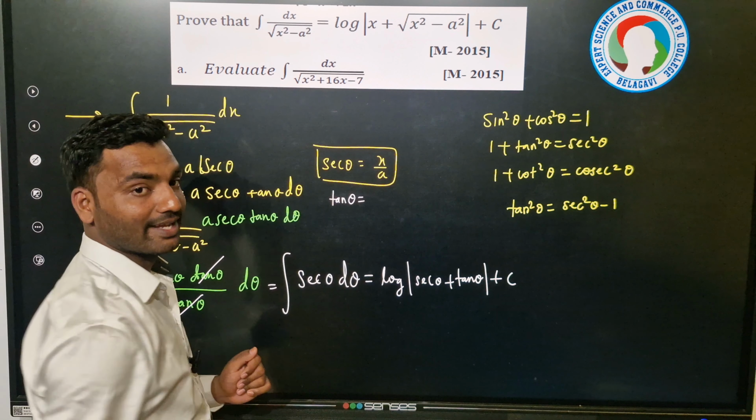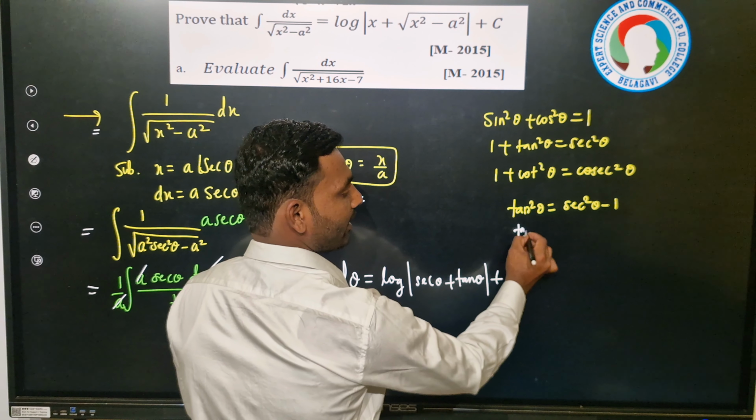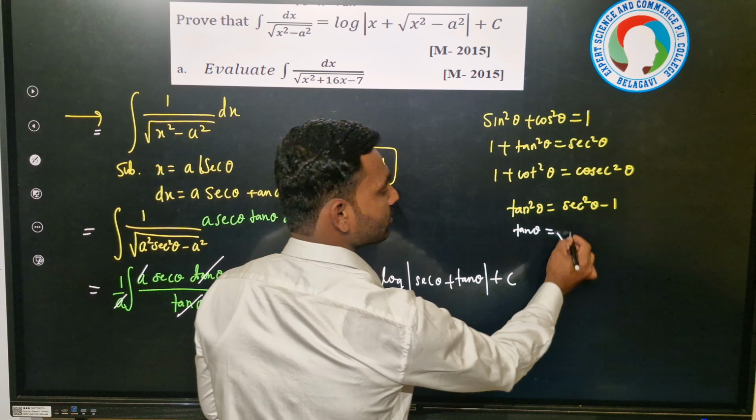Here you need to take the solution: sec theta is x by a, then what is the value of tan theta in terms of x and a? That is nothing but tan theta is equal to square root of sec square theta minus 1, so x square by a square minus 1. So take this solution as x square minus a square, a square into 1 is a square, whole divided by a square, and square root of a square becomes a. Then tan theta value is nothing but square root of x square minus a square whole divided by a.